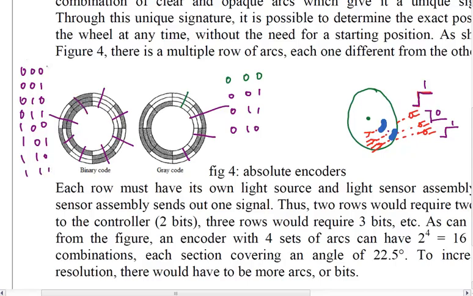So this is the bit 0, 1, 2, 3, 4, 5, 6, 7. So we have divided it into 8 parts, from 0 to 7. Based on the output, we will be able to say exactly which sector we are in, or which sector exactly this has rotated to.